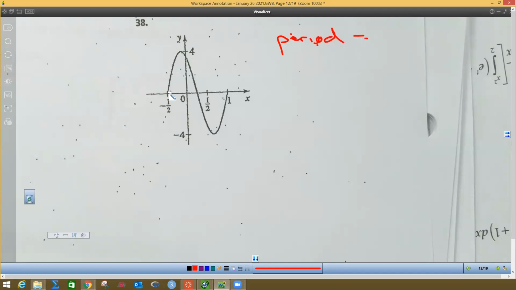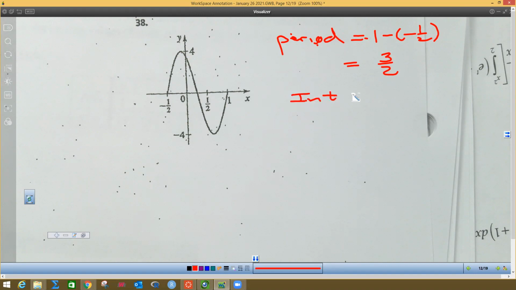If you look, all of these have a top hump and a bottom hump, so they're all one period, or they're both maxes or mins or whatever. So the period is going to be the right value minus the left value. So this is going to be 3 halves. My period is going to be 3 halves. Everybody okay with that?